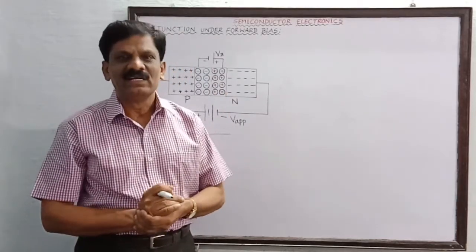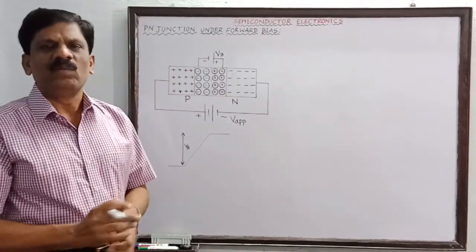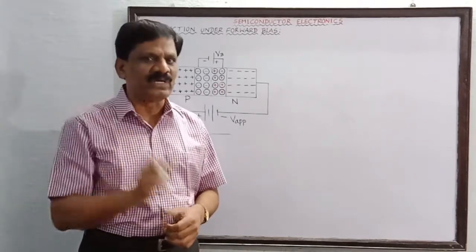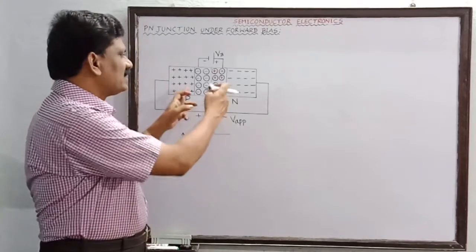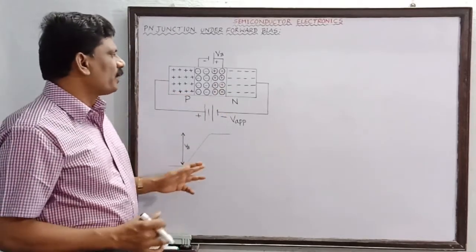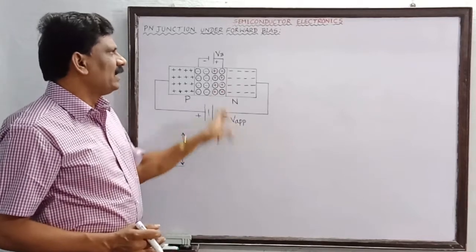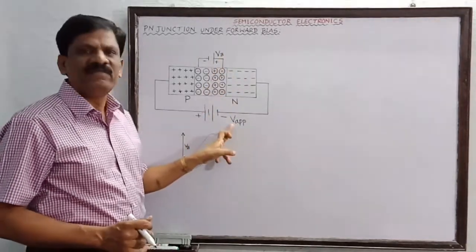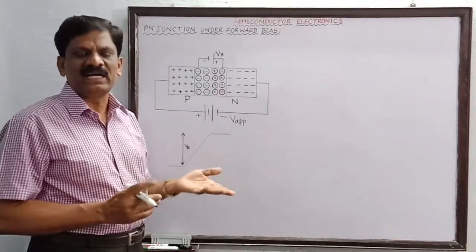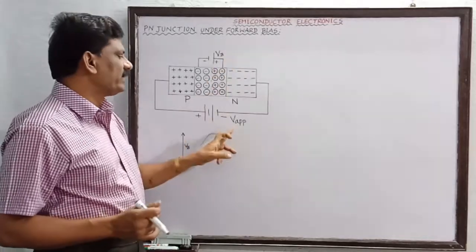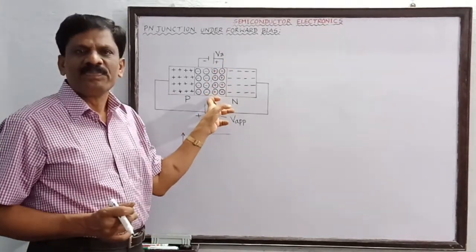Okay students, as a result, what will happen? What will be the net potential difference across the junction? It will be equal to V applied minus VB or VB minus V applied, whichever is greater and the lesser accordingly. So the difference between these two voltages will be applied across the junction.